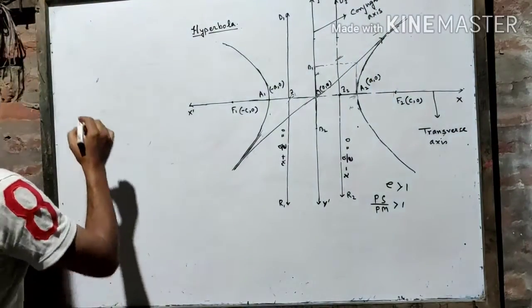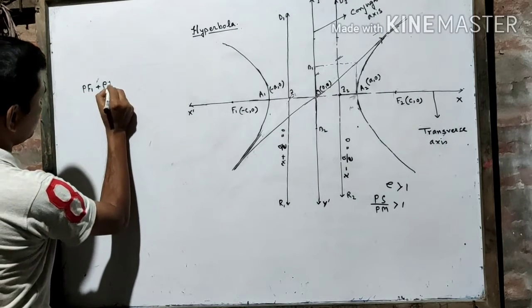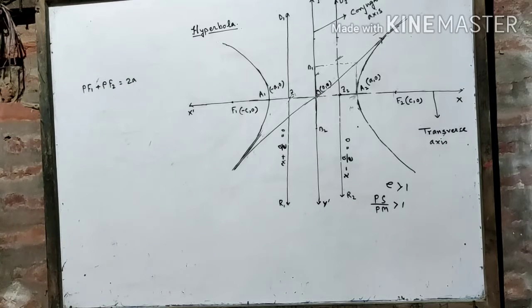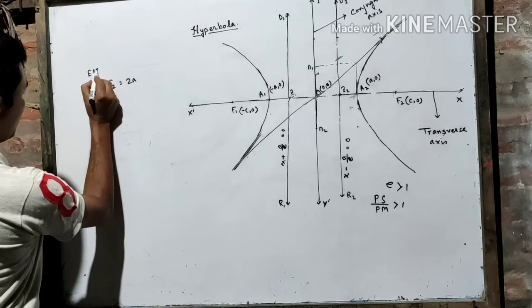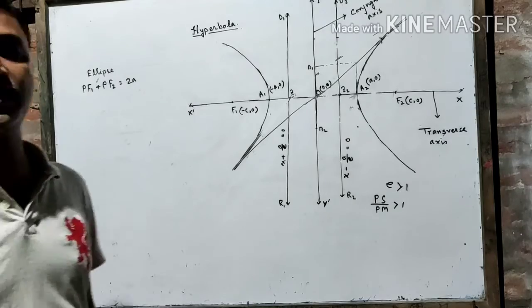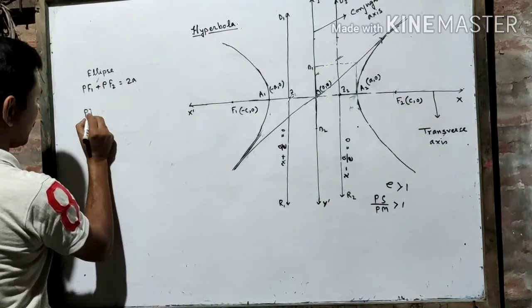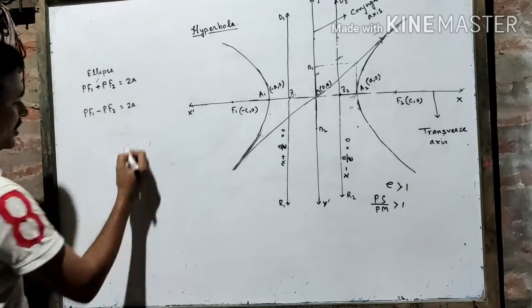In case of ellipse, we got a property PF1 plus PF2 is equal to constant, and that constant is twice a. This is for ellipse. Okay, we got the formula in case of ellipse. So what will be the similar formula in case of hyperbola? The similar formula in case of hyperbola is PF1 minus PF2 is equal to twice a.